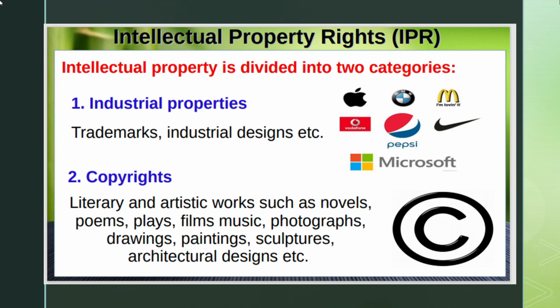Intellectual property is divided into two categories. Number one is called industrial property, which includes trademarks, industrial designs. Number two is copyrights, and this includes literary and artistic works such as novels, poems, plays, film, music, photographs, drawings, paintings, sculpture, architectural design. Let's move on to the next slide.